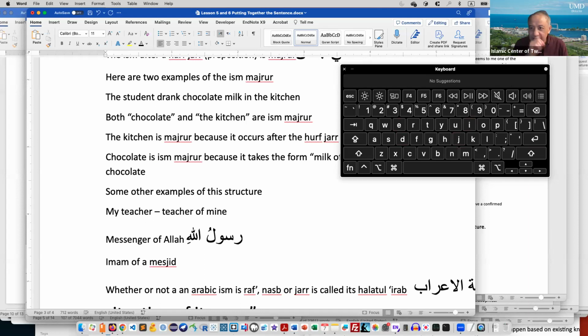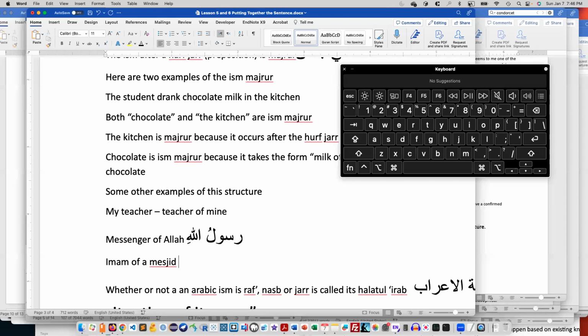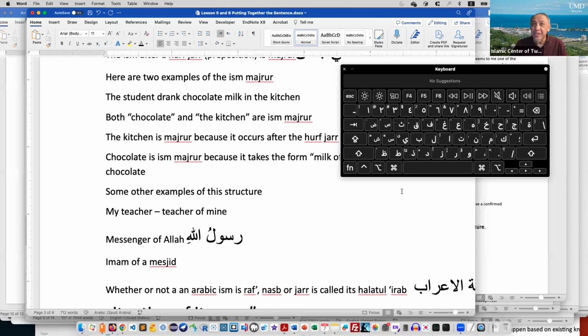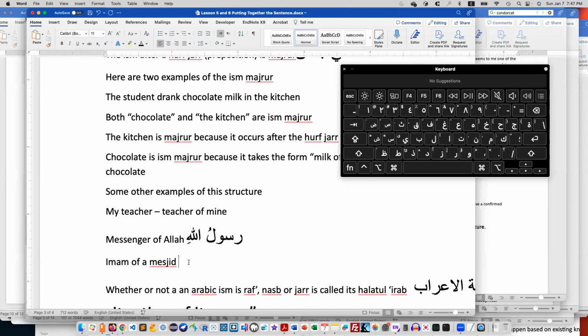Okay, this is pretty easy. Let's see if we can write this in Arabic. Who wants to try? Hina or Harish or Brother Sakib, anybody who wants to try? So how would you write this in Arabic? Imamul Masjid. Mm-hmm. Imamu, very good. Imamu Masjidin. Later we'll see why it's not Imamul Masjid, but Imamu Masjidin, Imam of a masjid.